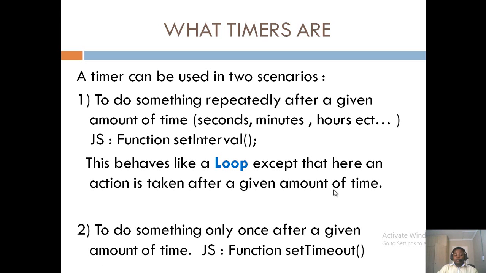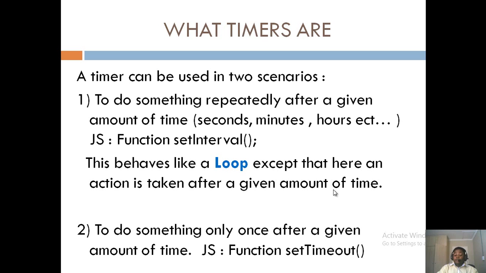A timer can be used in two scenarios. First of all, if you want to do something repeatedly, over and over again after a specified amount of time, and that could be milliseconds, seconds, minutes, hours, and so on. Now in JavaScript we use the global function setInterval to achieve that, which is available globally in your application and which you can get directly from the Window object.